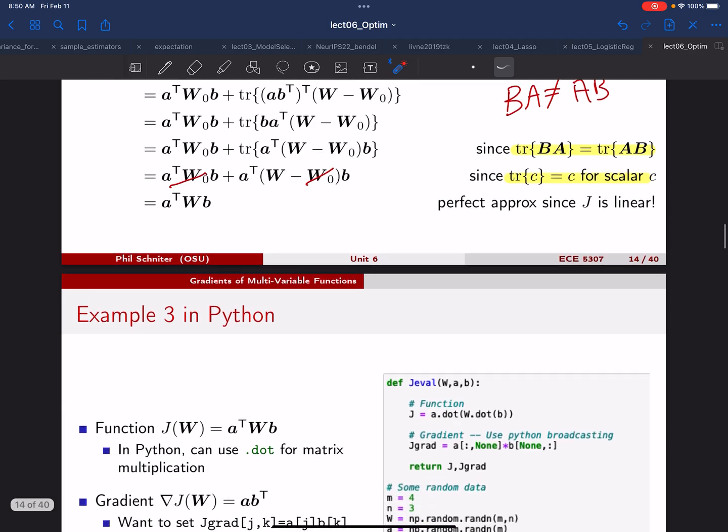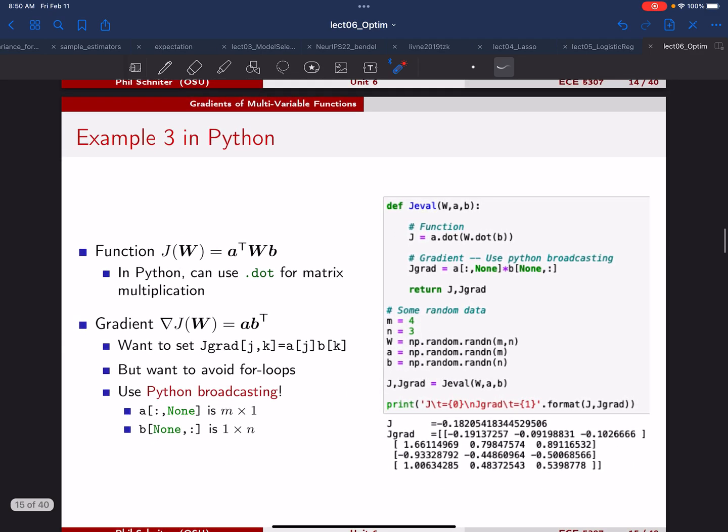All right, so let's take a look at doing this in Python. And we will learn one more important trick in Python here. So we would like to just evaluate this in Python.